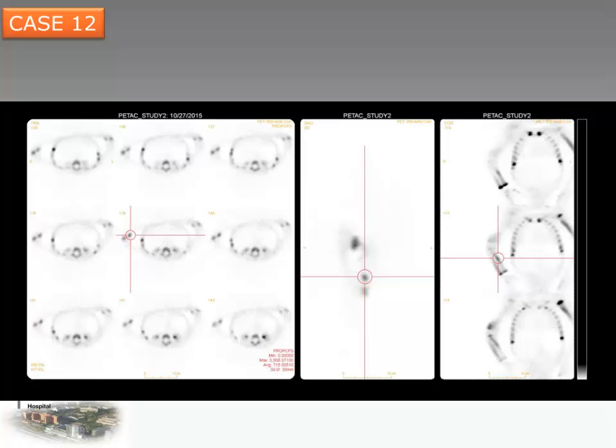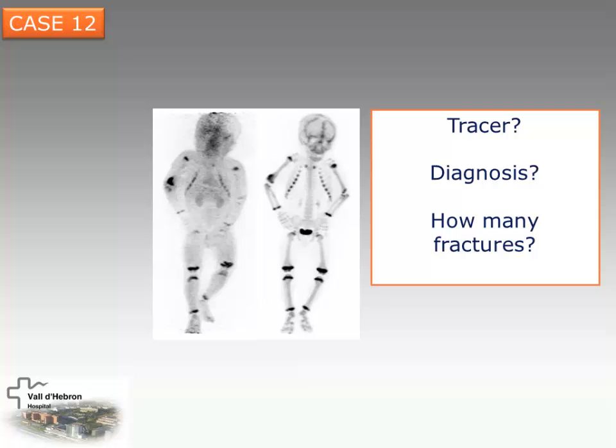Look. Okay. The blood pool of this lesion was normal. That means this is new or old? It's an old one. And for the other two, the blood pool was positive. Look at this positivity and look at this positivity. And here there is no increased blood pool. That means we have three fractures. The tracer was fluorine and the diagnosis was battered child with several fractures at different times. And this is all. Thank you very much.